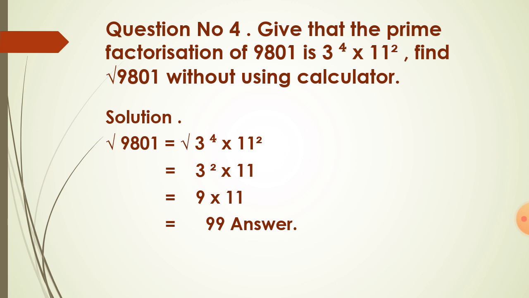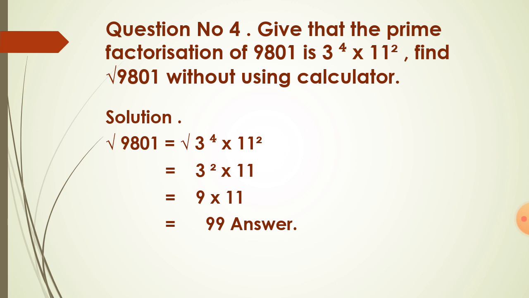So we are going to solve this step by step. The first step is we put the square root. Square root of 9801 is equal to 3 to the power 4, which is in the question, multiplied by 11 squared. So we are going to cancel the square root. That's why the power of 3 becomes 2. At first it was 4. Since we cancelled it with the square root, it became 2.